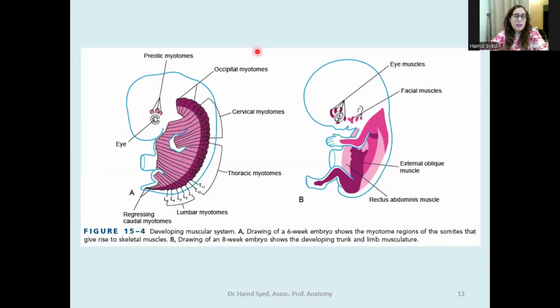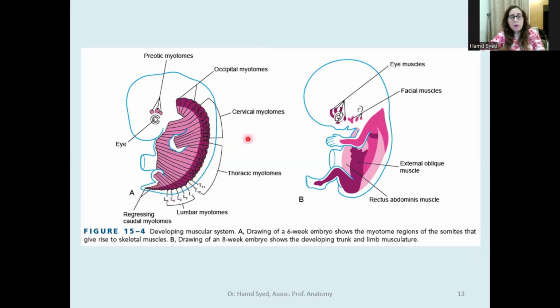Now looking at these diagrams, this is a drawing of a 6-week-old embryo. You can see the myotome regions of the somites. We can see them as the cervical ones. The uppermost are occipital, then cervical, thoracic, and lumbar, whereas the caudal ones, they will regress.